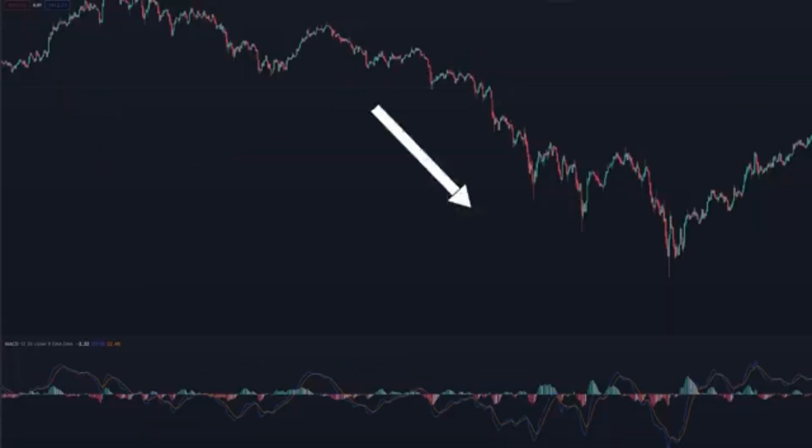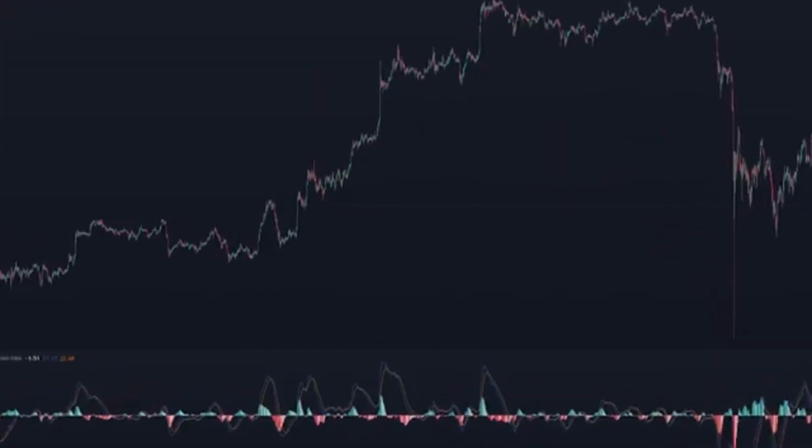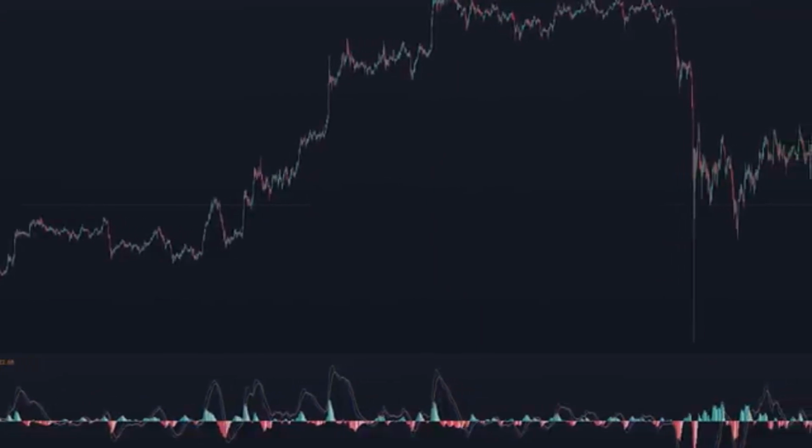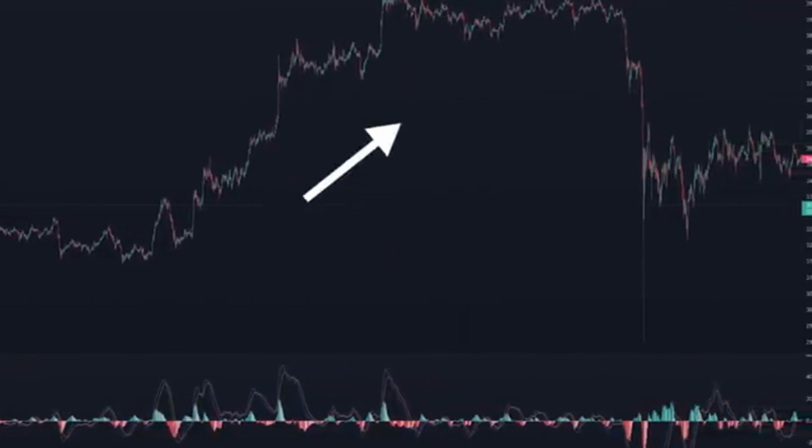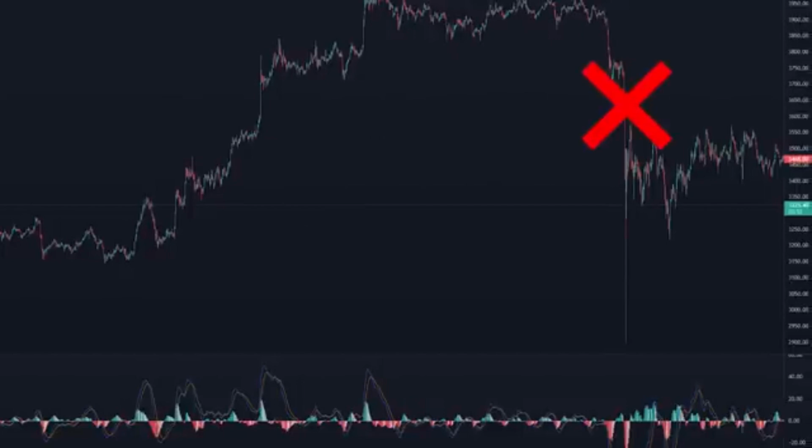But here the price is in a downward trend, but the MACD is still signaling to buy long even though the price is going down. A simple fix to this issue, for example, if we're trading long, we only want to trade if the market is in an uptrend. You never want to trade against the trend because the odds will always be against you.